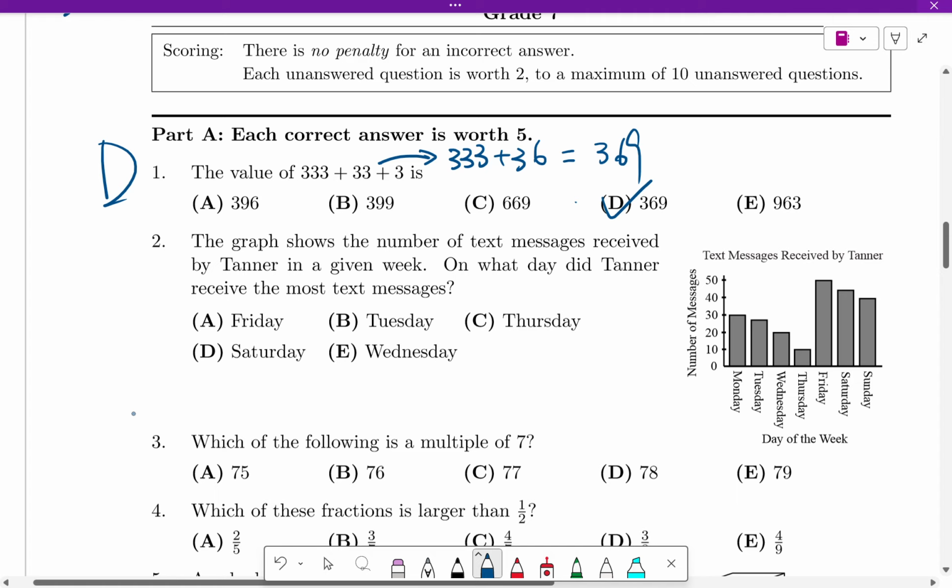Question 2. The graph shows the number of text messages received by Tanner in a given week. On what day did Tanner receive the most text messages? So we can see that on the y-axis, which is the vertical axis, it says number of messages received by Tanner. So we can interpret this graph by saying that the height of each column denotes the number of text messages received by Tanner. If we take a look, we can see that the Friday column has the highest height, which means that Tanner received the most text messages on Friday.